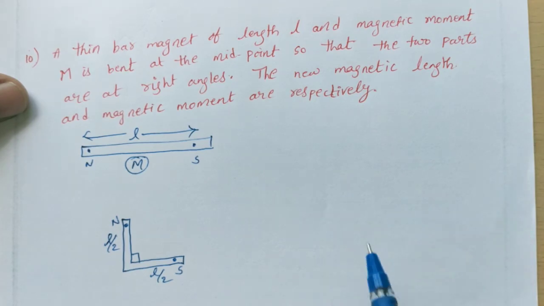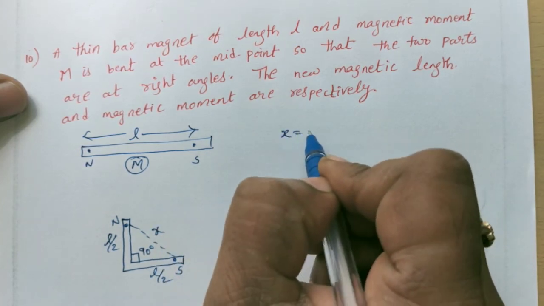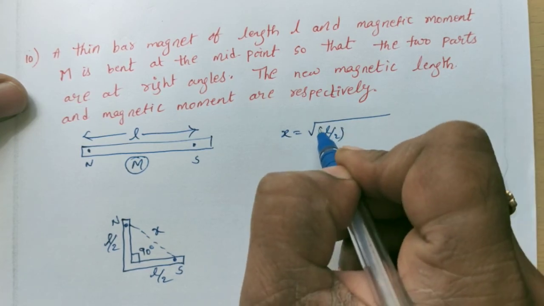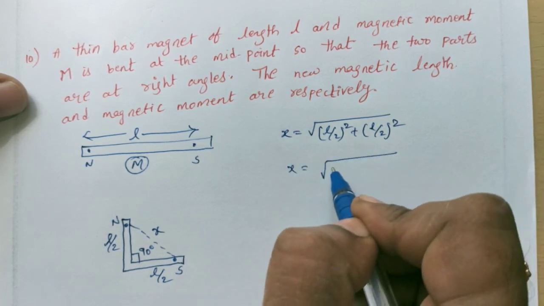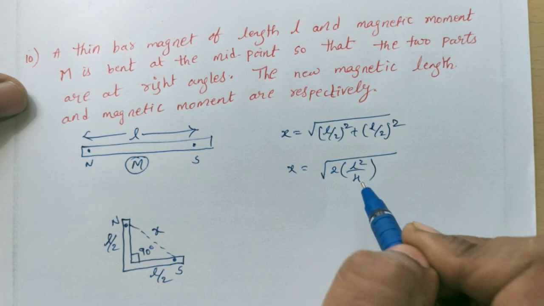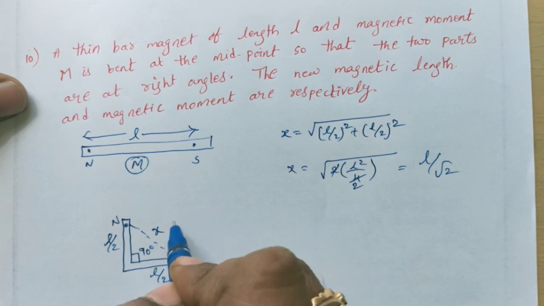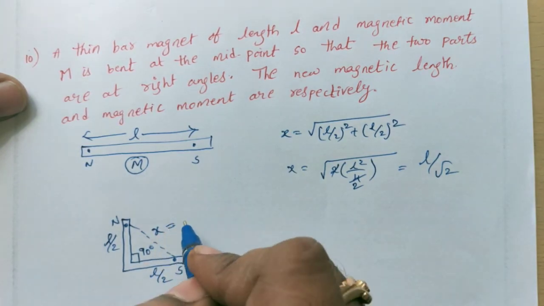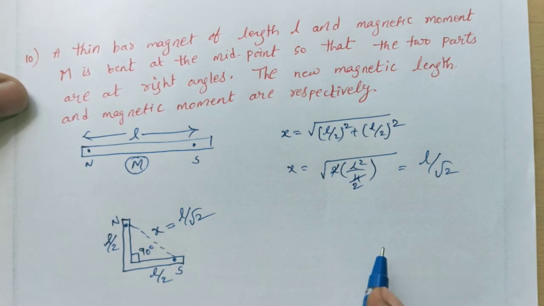Next, the new magnetic length and magnetic moment are respectively what? Here 90 degrees, clearly we know students. So this is the line joining the poles. From Pythagoras theorem, let this be x, therefore x is equal to root over L by 2 whole square plus L by 2 whole square. So x is equal to root over 2 into L square by 4. The 2 cancels, and finally we get L divided by root 2. Therefore the new magnetic length becomes L divided by root 2.